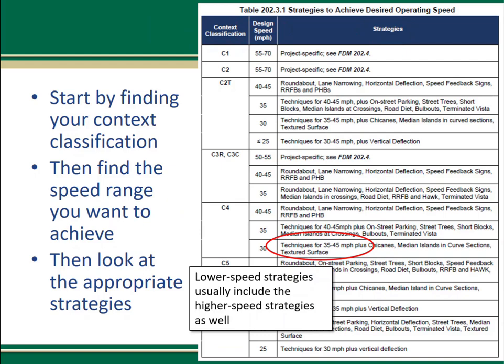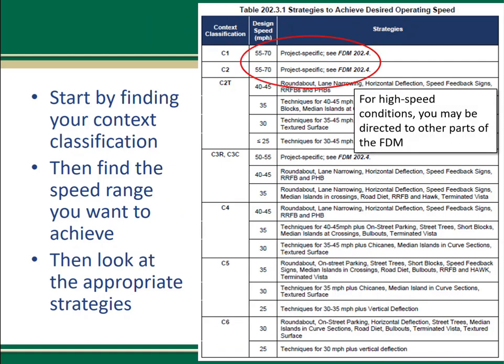Notice that for lower speed strategies, the higher speed strategies are also included. So for instance, in C4, if we're looking at the 40 to 45 mile an hour range, you see that we have several tools we can use, such as roundabouts, lane narrowing, horizontal deflection, speed feedback signs, RFBs, and PHBs. And if we're trying to get to 30 miles an hour, we can use those same techniques that we used at 40 to 45, plus we can also use chicanes, median islands, and curved sections, and a textured surface. So for lower speeds, you can use the higher speed techniques as well, but you also have more options available to you to try to reach those lower speeds.